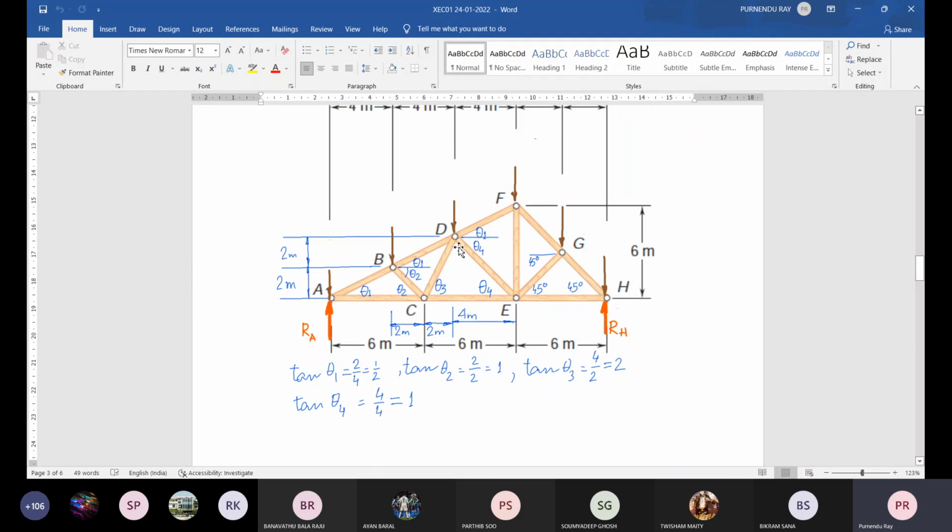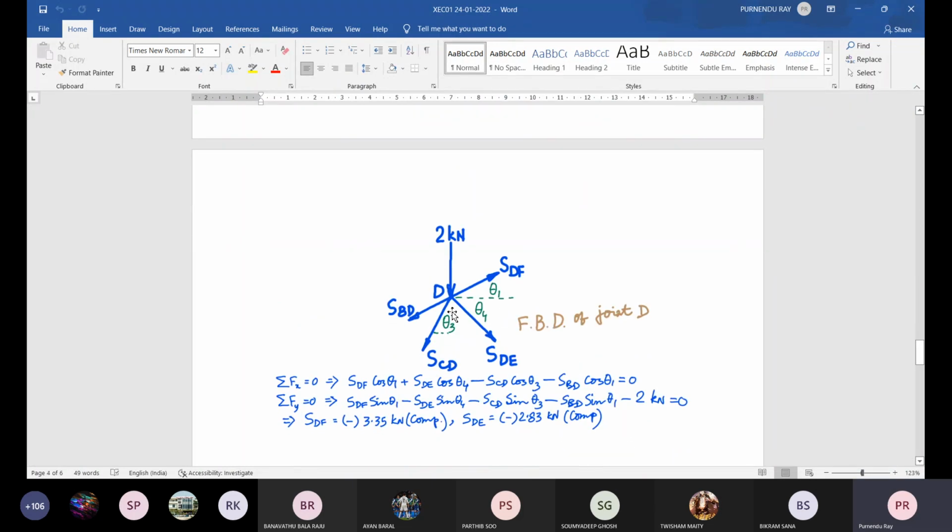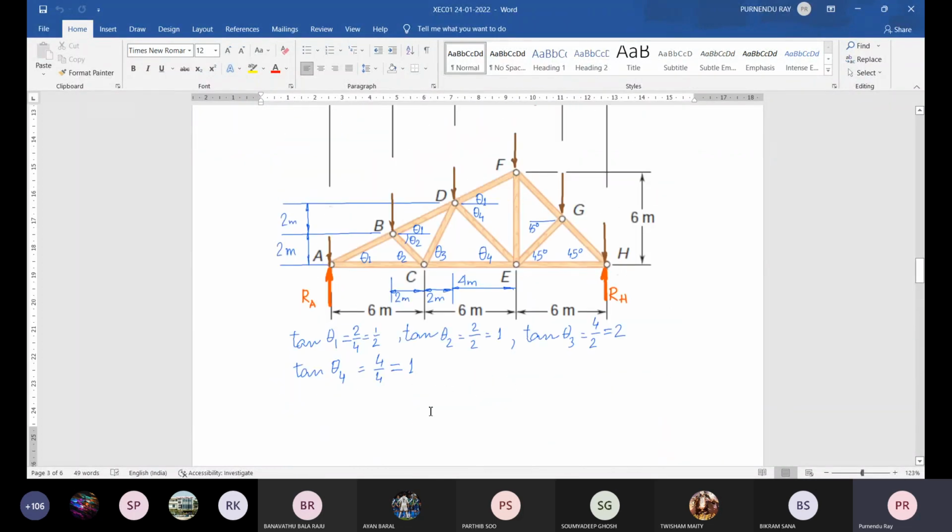Now, next thing, we go for D because BD and CD are already solved. So we go for determining DF and DE. Okay, so go for the joint D. BD and CD are known, so DE and DF are unknown. What about the angles? This is theta 1, this is theta 3, and this is theta 4. Most likely theta 3 is 45 degrees. I can't exactly remember. So from that previous diagram, theta 3 is tan inverse 2. Theta 4 is 45 degrees.